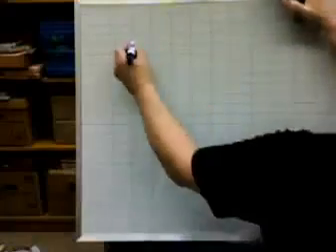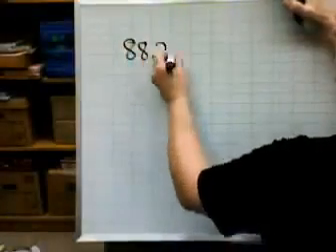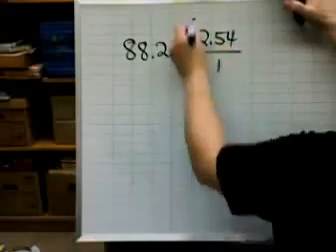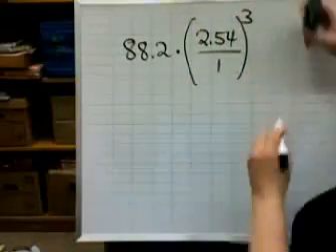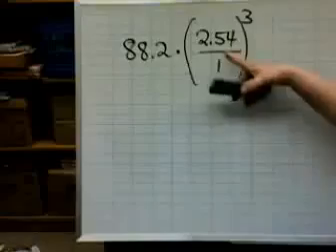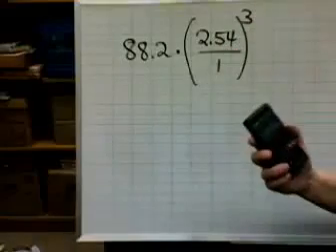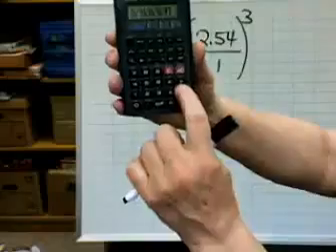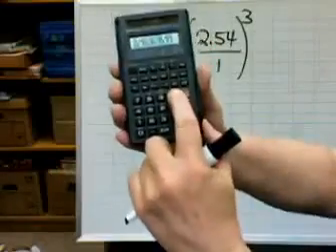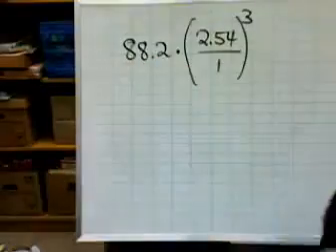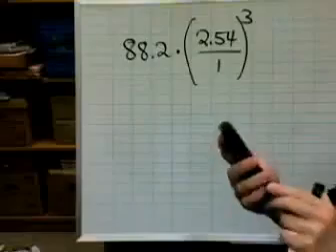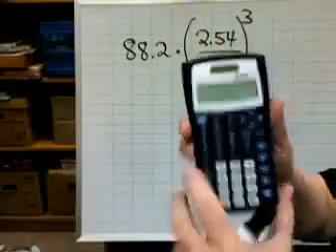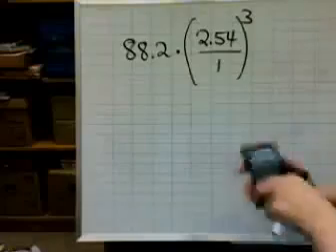This next one is 88.2 times 2.54 over 1 raised to the third power. And so this makes you find out how to raise to the third power on your calculator. On this calculator, I use this one here, x to the y. And on this calculator, you're going to have to use this caret. So you raise to, and then you would say to the third.